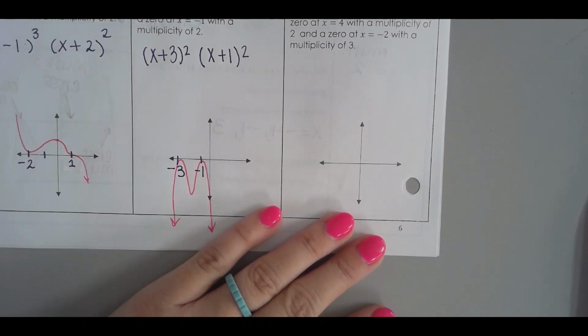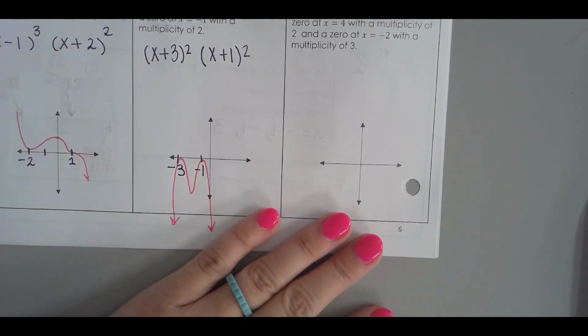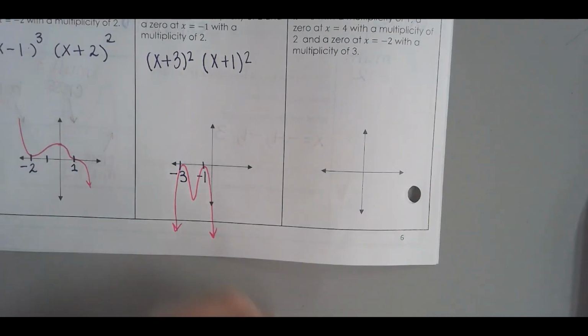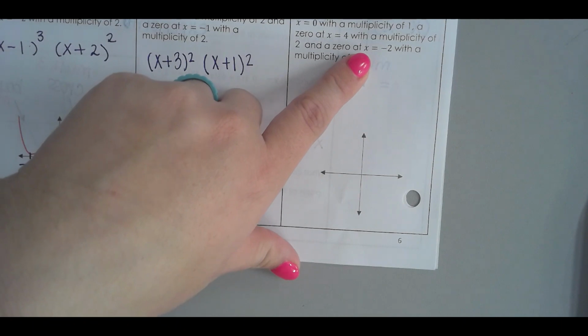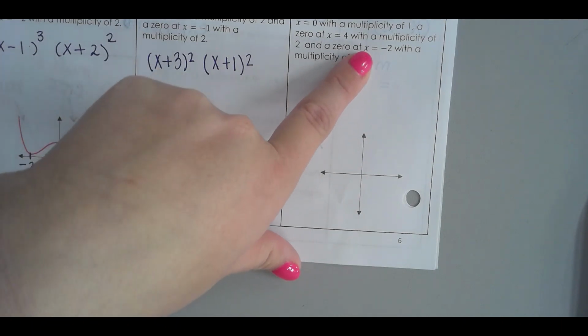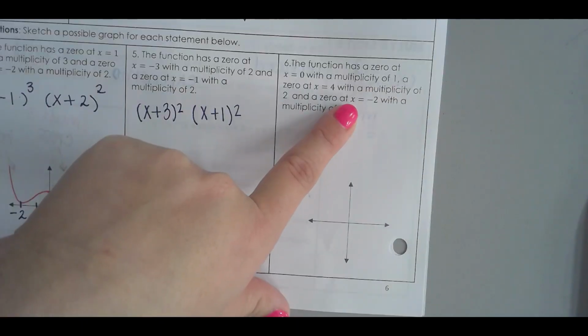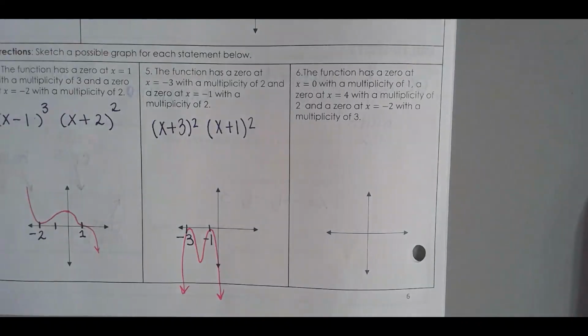You probably wouldn't with just a generic word problem. Like here, when it tells me the multiplicity, that's how I know for these examples. But in a real world situation, how does the multiplicity work? If the multiplicity is an odd number, it completely crosses through it. If it's an even number, it bounces.